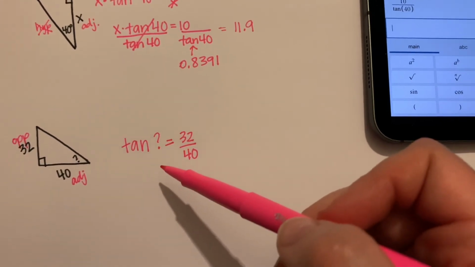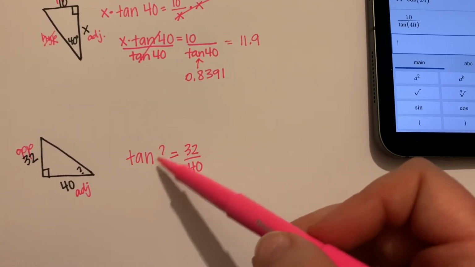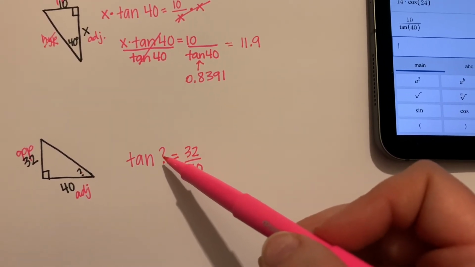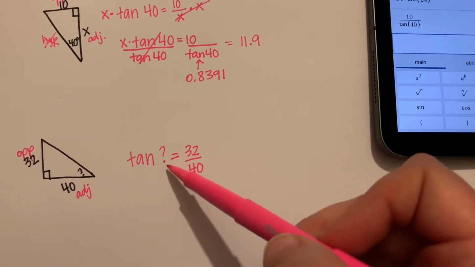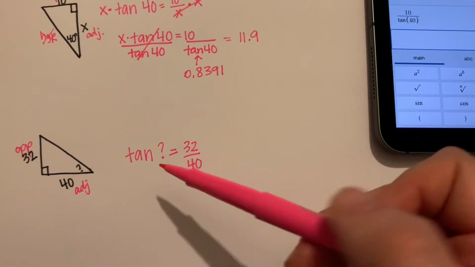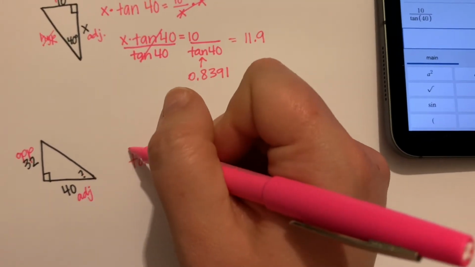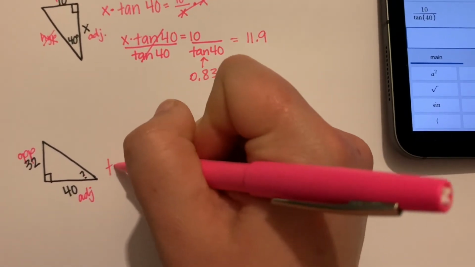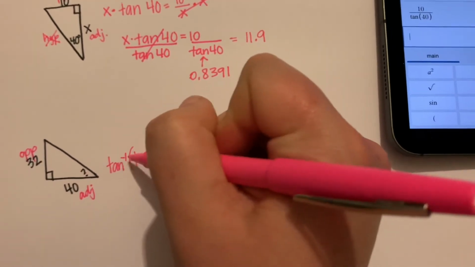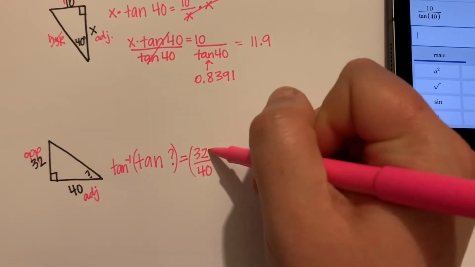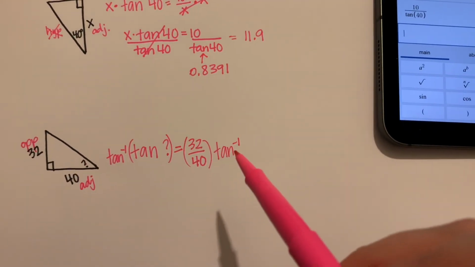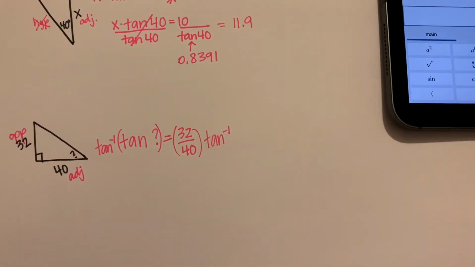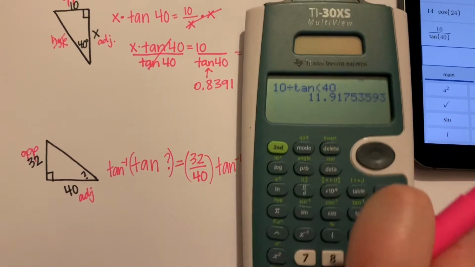Same process here, but instead of having multiplication and division, I have tangent here. I'm trying to get this question mark by itself, and the opposite of tangent is the inverse of tan, which is why you see that -1. So I'm actually doing the same thing over here. I'm taking the inverse of that, which is why you have to hit the second button or whatever, depending on your calculator.